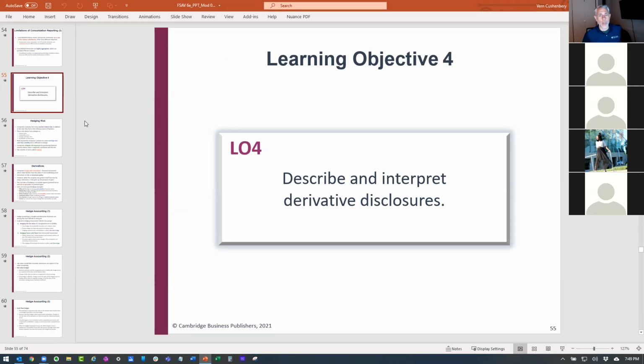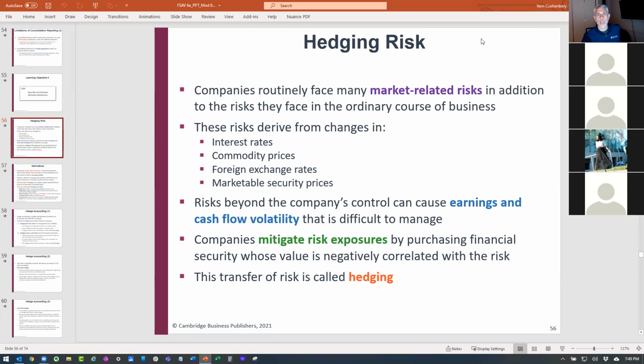When we're looking at derivatives, we're going to classify derivatives as either hedging or cash flow. So derivatives are typically used to hedge risk. We may have interest rates, commodity prices, foreign exchange rates, marketable security prices. If we have exposures to any of these risks, and we as a management team decide that it's just too much risk and we don't want it, we can engage in a derivative contract, so a futures contract that hedges all of our exposure.